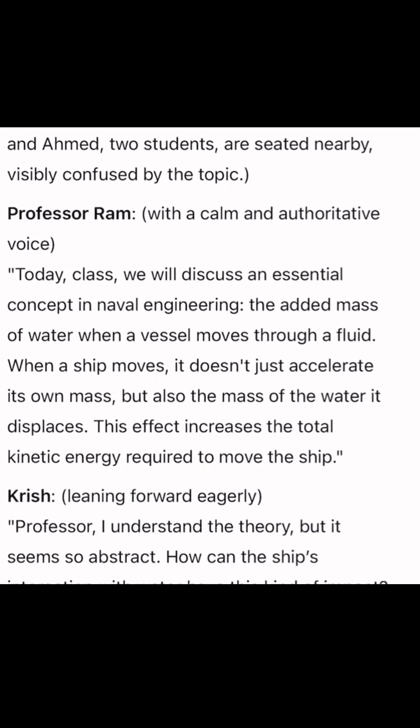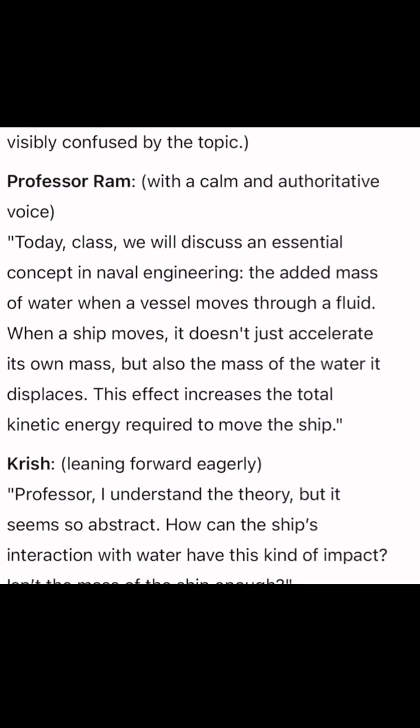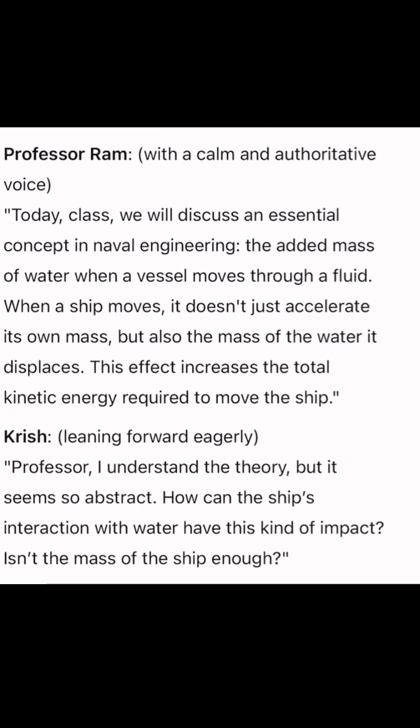Professor Ram: Today, class, we will discuss an essential concept in naval engineering, the added mass of water when a vessel moves through a fluid. When a ship moves, it does not just accelerate its own mass, but also the mass of the water it displaces. This effect increases the total kinetic energy required to move the ship.